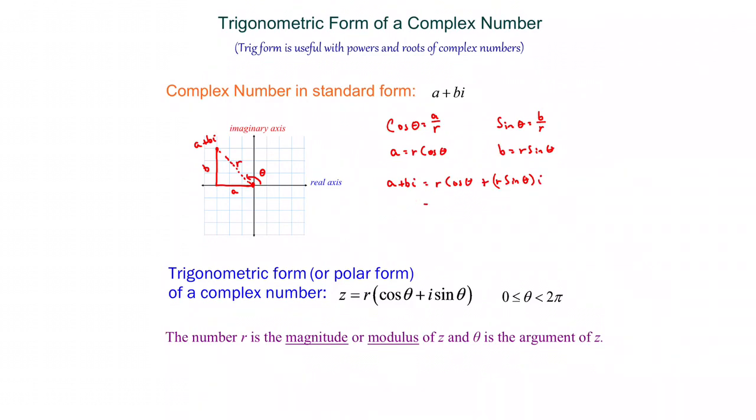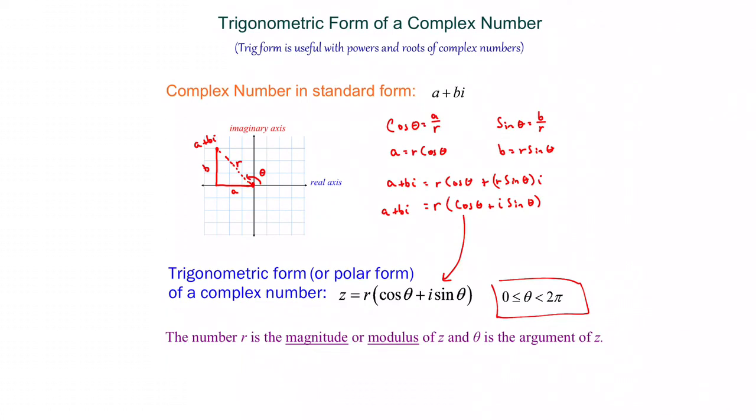Now we could factor out that r, and then that would leave us with cosine of theta plus i sine of theta. And right there is the polar or trig form of a complex number. So right down here you can see I have it written. So the trigonometric form or the polar form of a complex number is r times the quantity cosine of theta plus i sine of theta. Now, theta must be between 0 and 2 pi, including 0, but not 2 pi.